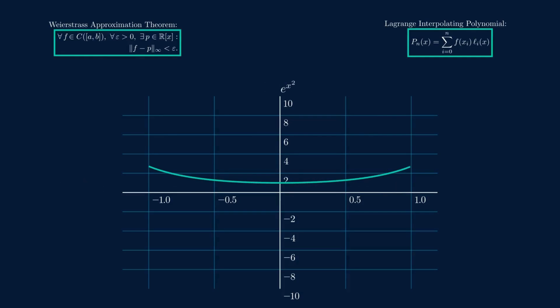Finally, e to the x squared. Despite the growth away from 0, the interpolant remains accurate on this range. For these examples, equidistant nodes seem perfectly adequate.